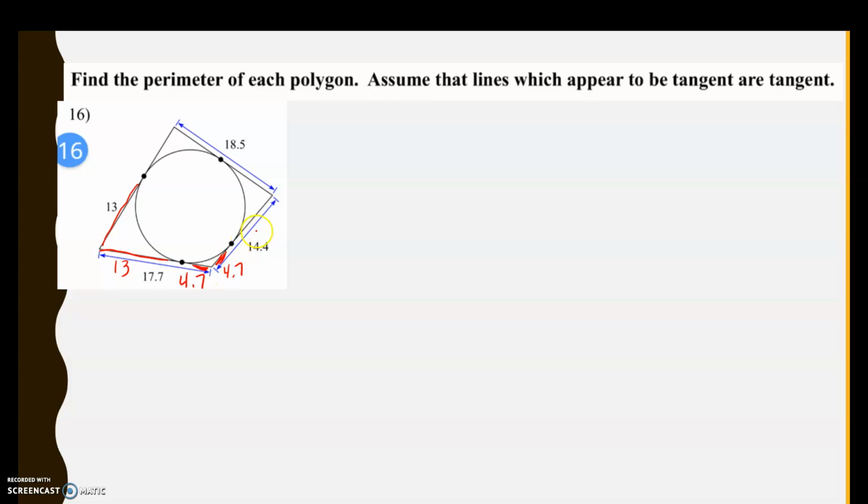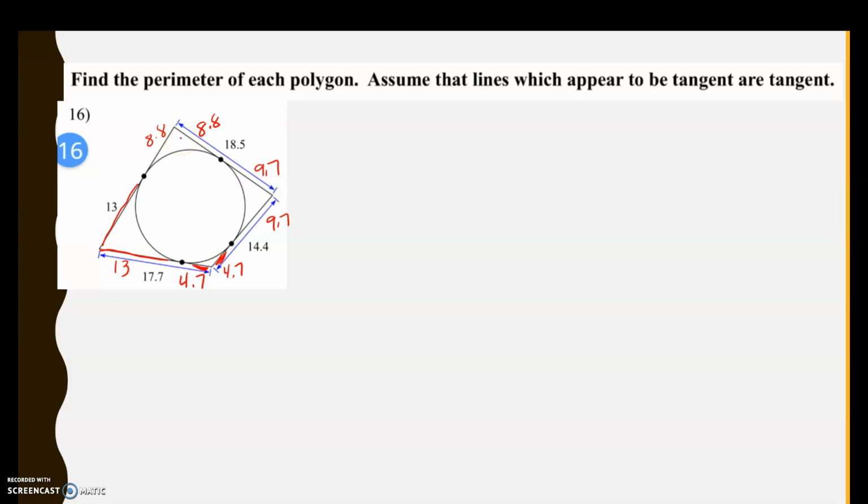My entire length here is 14.4, so if I subtract my 4.7, I get this piece to be 9.7, which means he has to be 9.7. Altogether, I have 18.5. I'm going to subtract 18.5 minus 9.7, and that's going to leave me with 8.8, and that's what I needed this guy right here to be 8.8 because those two have to be the same.